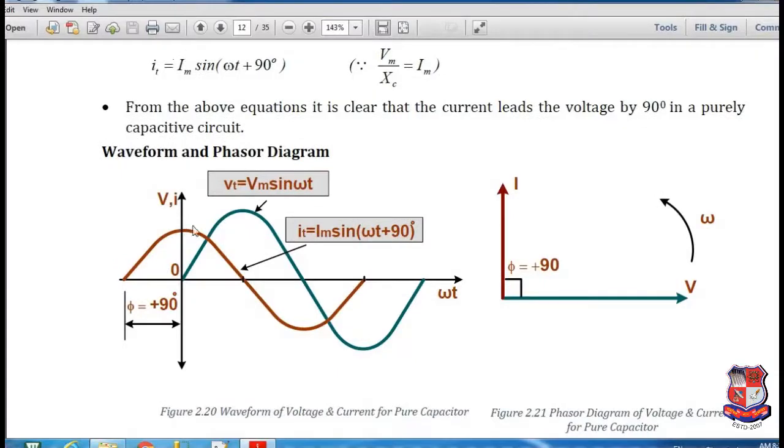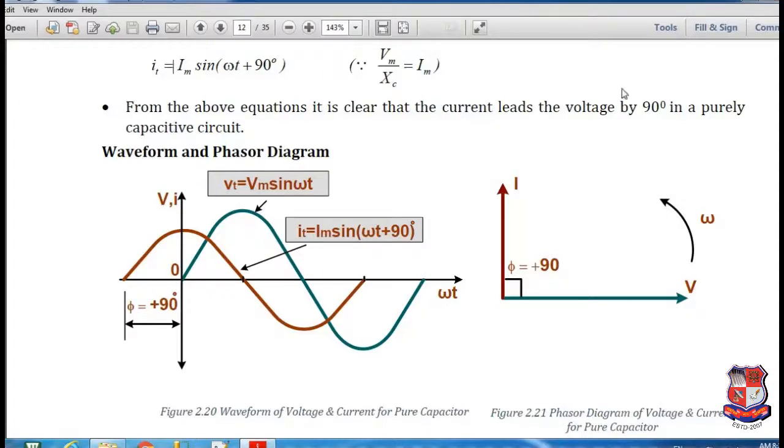Now we are going for the waveform. The equation for the voltage is Vm sin omega t, whereas the equation for the current is i = Im sin(omega t + 90 degrees). The phase angle inside the voltage equation is 0, so it starts from 0 degrees, whereas the current equation has a phase angle of 90 degrees with a positive sign, so it starts 90 degrees leading the voltage. So phi is equal to plus 90 degrees over here. This is the waveform for the purely capacitive circuit.